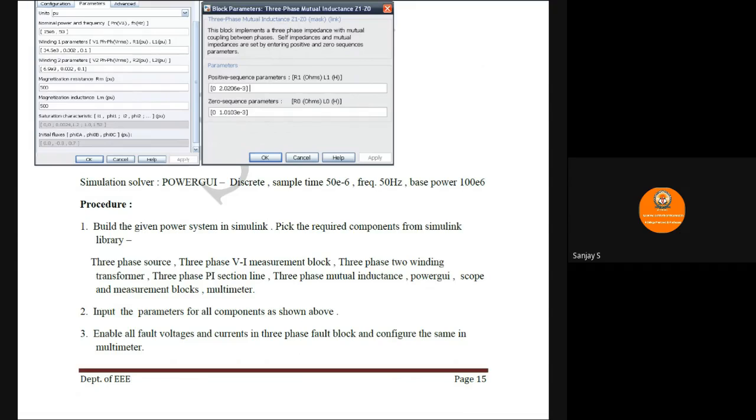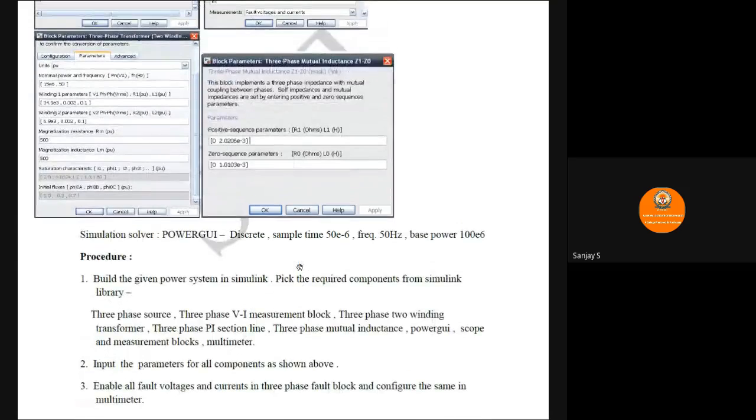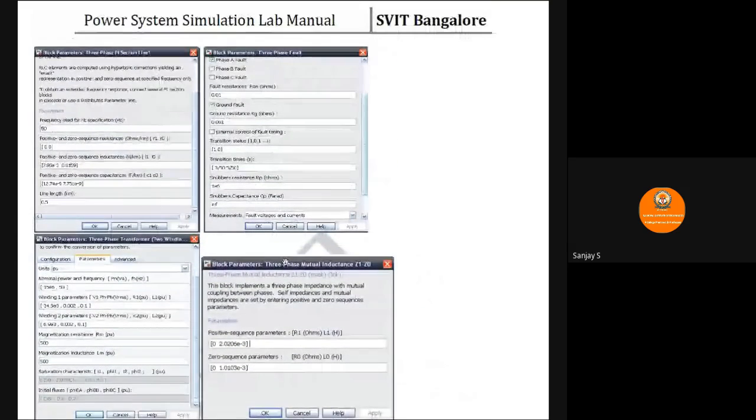The resultant waveform, whatever you have to observe, is already discussed in the class in detail. So you just have to observe the waveform and check for the fault currents and voltages. You just have to observe what happens to the VABC and IABC voltage and current waveforms during the short circuit condition for different types of faults, say line to ground, and then double line to ground. Whenever you are configuring the faults, here in this block you can see phase A fault, phase B fault, phase C fault, and you are having ground fault.